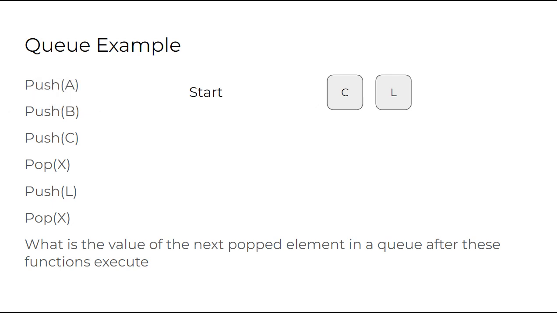And then we see the question down below. What is the value of the next popped element in a queue after these functions execute? So our queue is C and L. The next item that would be popped would be C. So our answer to this question would be C.